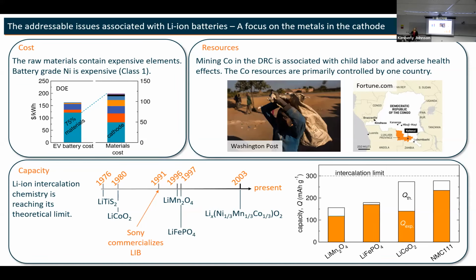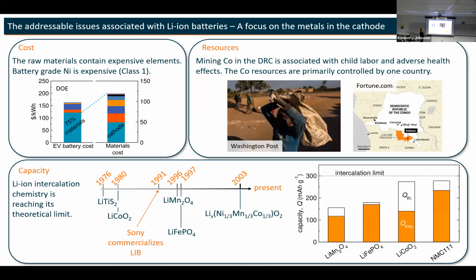And then lastly is capacity. So although this intercalation chemistry works really well, we're nearing our theoretical capacity limits for that type of charge storage mechanism. So to sort of demonstrate that, here I have a timeline of materials that have been developed for intercalation chemistry since Stan Whittingham's LiTiS2 in 1976. So John Goodenough came out with lithium cobalt oxide in 1980, and that was the material that was commercialized by Sony in 1991. And then we have since substituted cobalt for nickel and manganese, like I was talking about previously, to yield the NMC materials that were developed in 2003.